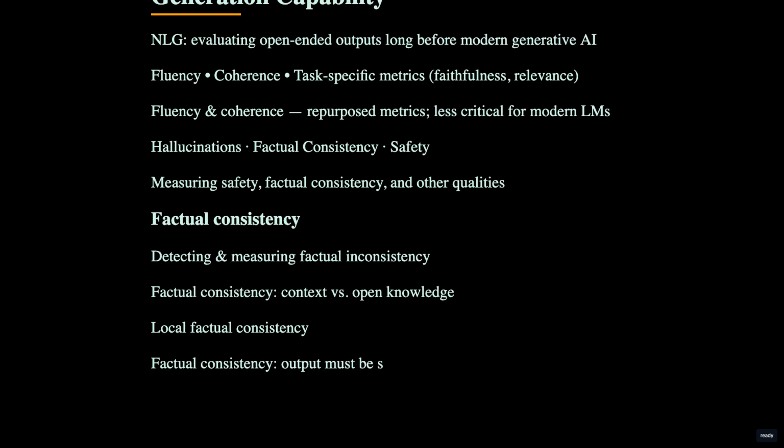We call an output factually consistent when a given context supports it. For example, if the context says the sky is purple, then the model's claim, the sky is purple, is consistent, while the sky is blue is inconsistent. Consistency is about agreement with the context, not with outside knowledge.